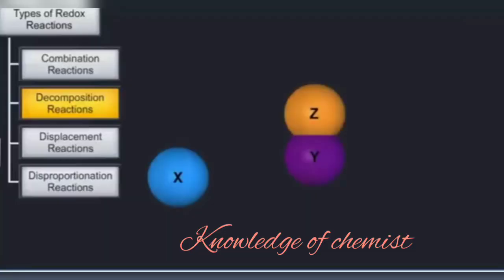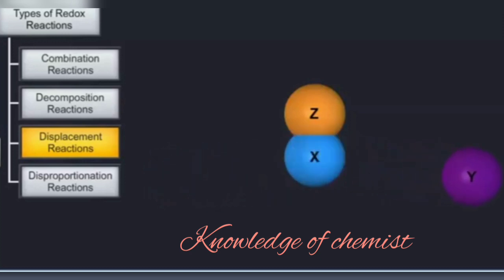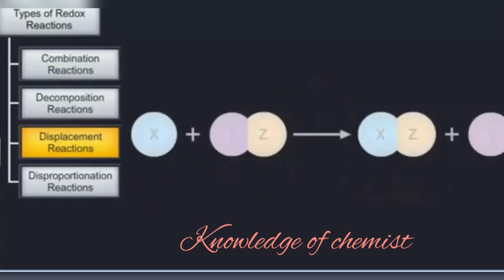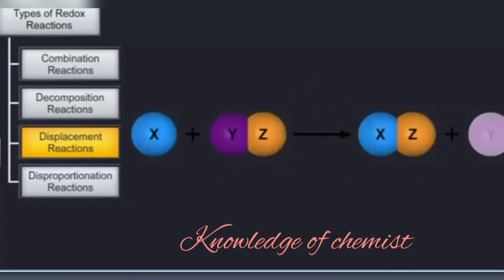The third category of reaction is the displacement reaction. In a displacement reaction, the atom or ion in a compound is replaced by an atom or ion of some other element. This reaction can be represented as X plus YZ gives XZ plus Y. In this reaction, Y from the compound YZ has been displaced by X.